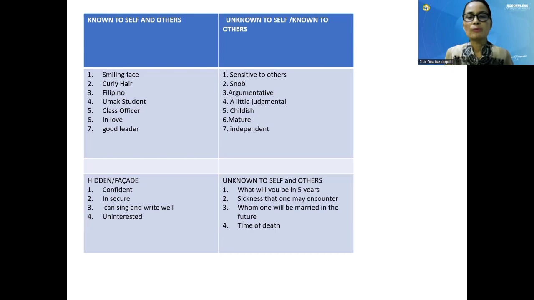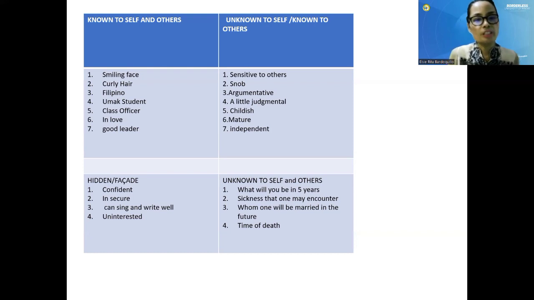Okay. And there's another one, yung pwedeng pagiging childish, hindi niya rin alam. Pagiging mature, no? So, hindi niya alam na pwedeng sa kanya pala, nilo-look up siya ng mga kasama niya, ng mga tao, pero hindi niya alam yun. Hindi niya napapansin sa sarili niya. Hindi niya alam sa sarili niya na ganun siya ka-independent. So, may mga ganung aspeto, no?